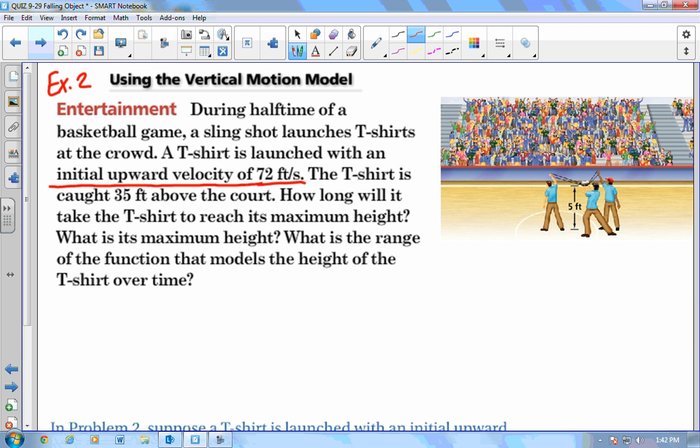Because is it going to stay at the same velocity forever? Nope. No, with gravity, that will slow it down, right? And also eventually it hits someone. Yeah, and then it stops because it hits someone in the face or something. Okay, the T-shirt is caught how far above the court? 35 feet above the court. How long will it take the T-shirt to reach its maximum height? I would write down the question. How long will it take the T-shirt to reach its maximum height?